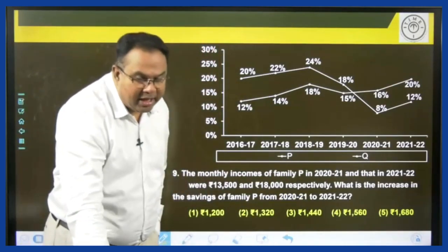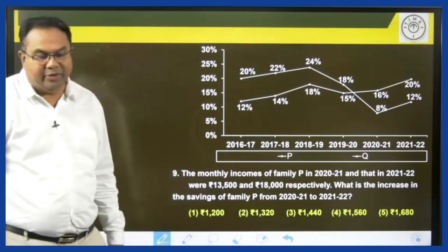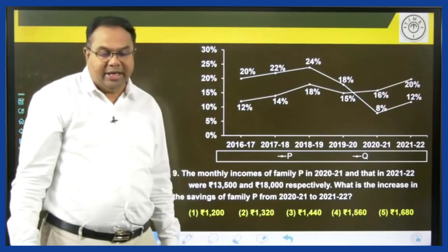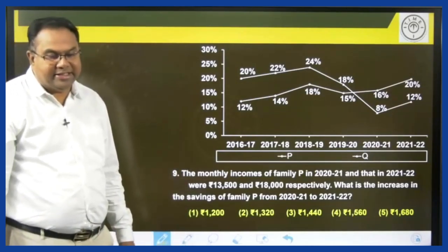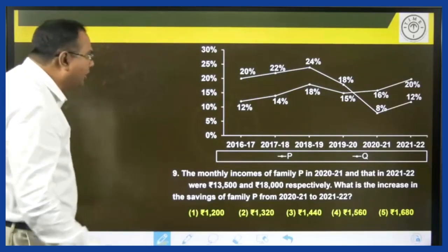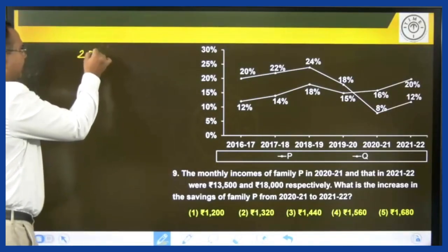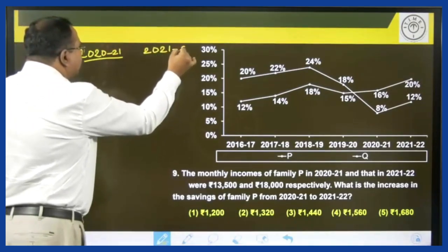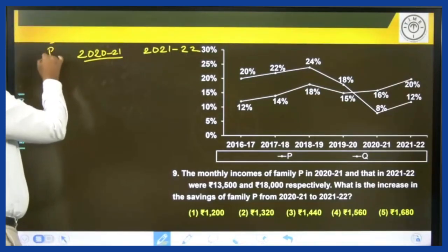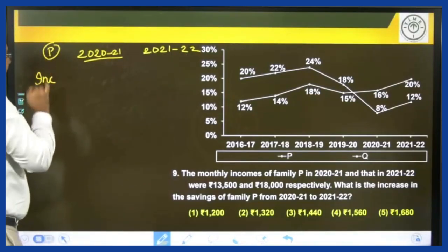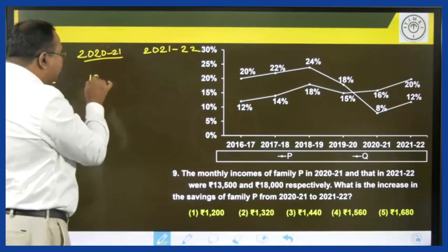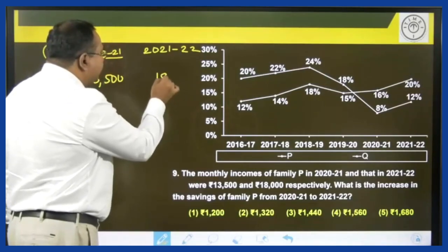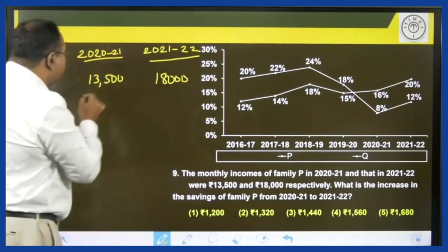Question number 9, students. Monthly income of P in 2020-21, 21-22 were 13,500 and 18,000 respectively. What is the increase in savings of P from 2020-21 to 21-22? Simple. 2020-21, 21-22. Clearly it is talking about P, right? What is the income? See, income is given in the question. It is 13,500 here. How much is the income here? 18,000. Right. So how much is savings here?